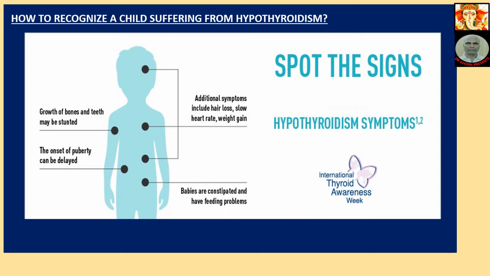How to recognize a child suffering from hypothyroidism? This particular banner I have collected from the internet, and I have put it here. The symptoms are that growth of bones and teeth may be stunted, onset of puberty can be delayed, hair loss, slow heart rate, weight gain. The baby is constipated and has feeding problems.